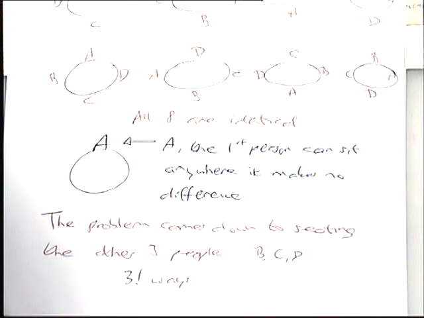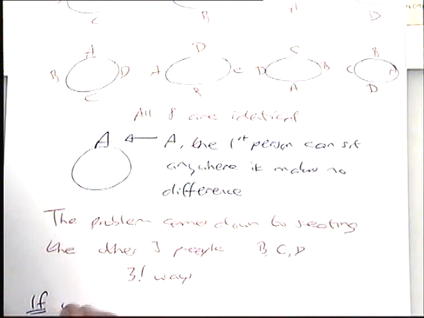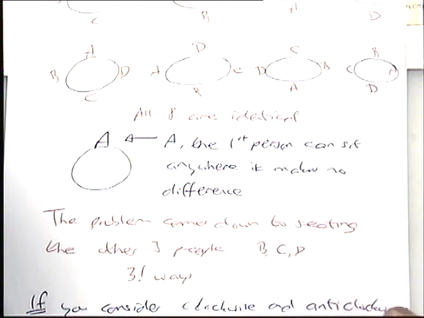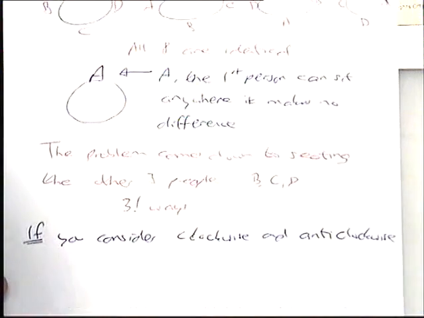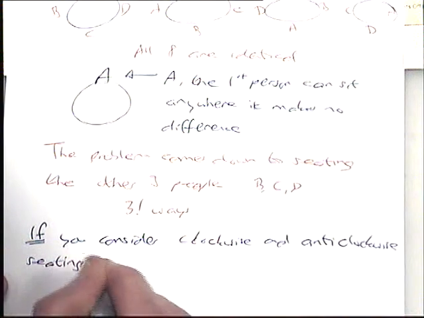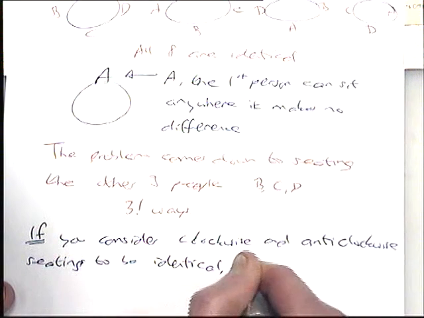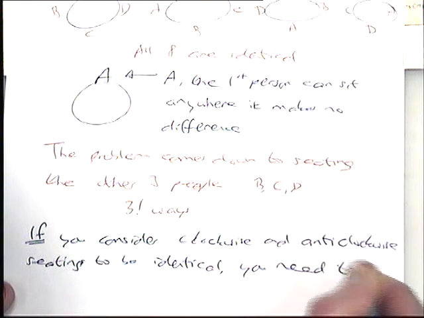And then if you consider clockwise and anti-clockwise seatings are the same, so we'll say here, if you consider clockwise and anti-clockwise, what do Americans call anti-clockwise? Counterclockwise, yeah. If you consider clockwise and anti-clockwise seatings to be identical, you need to divide by 2.